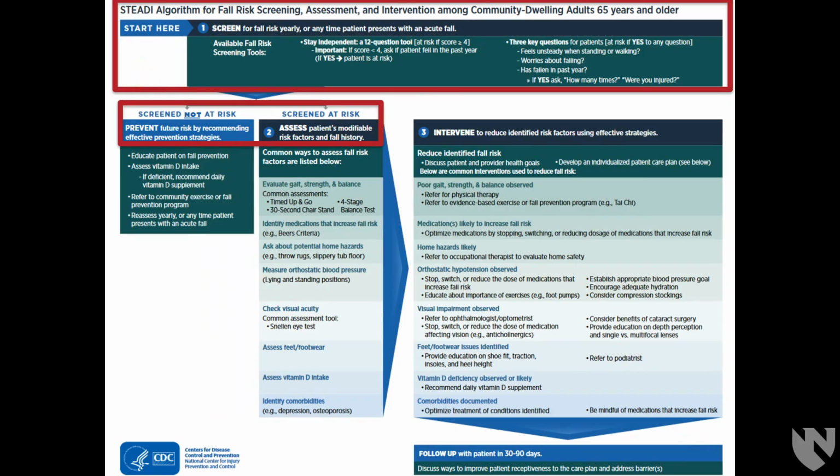So in summary, screening again is that very first step, and there were the 2 simple ways suggested by the CDC, the 3 key questions or the Stay Independent brochure. Whether or not a screen is considered positive is going to inform your next steps. If the patient is considered not at risk per the screen, again, you might recommend some steps that the patient might take to help maintain being not at risk. If they screen at risk, then you're going to dive into a more thorough assessment to figure out exactly why that patient is at risk for falling.